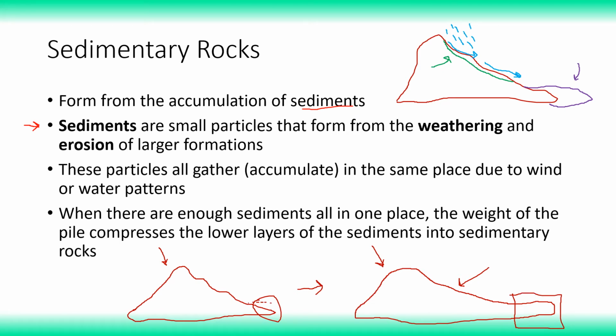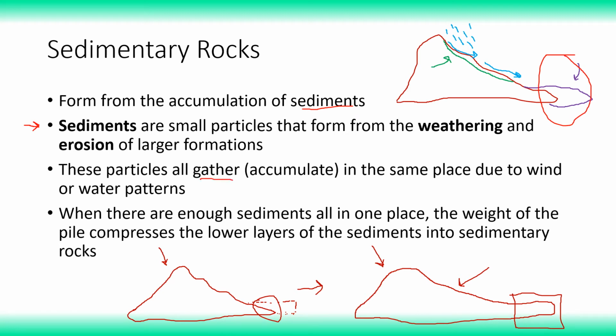So basically the formation grew over here. Or perhaps the particles could get carried away elsewhere by wind and water and just form a different rock elsewhere. But this is the idea that we're talking about. So sediments are those tiny little particles. The weathering and erosion are the processes that carry those particles away from the original rock. And then those particles all gather in the same place due to wind or water patterns. So that's this thing going on here with the sediments collecting at the bottom of that slope.